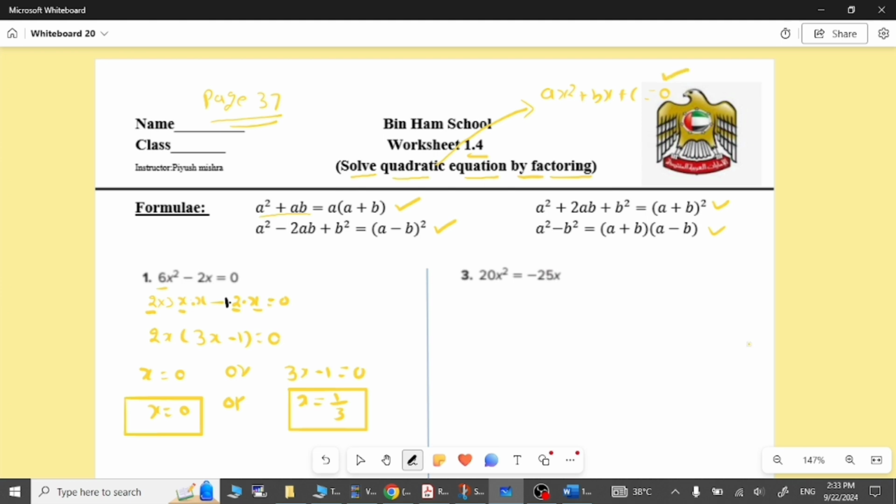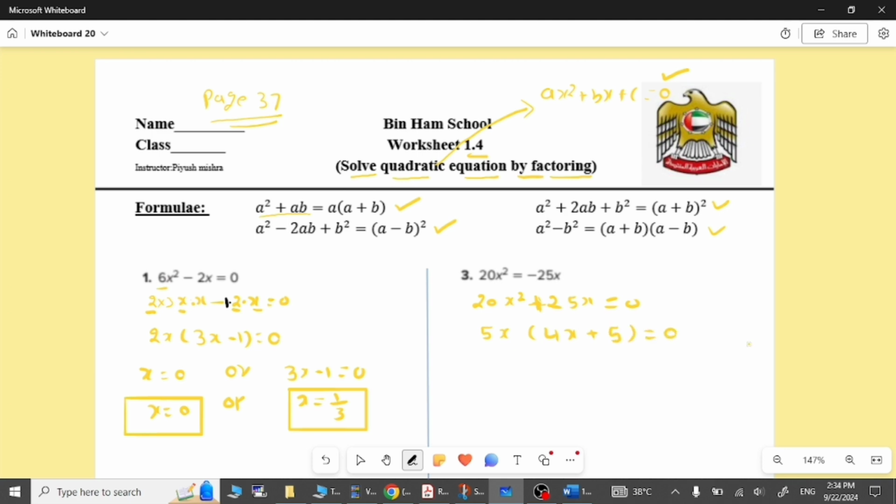Same way I will be doing this one, but before making the quadratic equation, I know that the right hand side must be 0. So let's start by making it 0. It will be 20x square, minus will become plus, it will become 25x. Now like the same way, this time I'm not factorizing the number. I can directly see that 5 and x is common here, so I will be writing 5x common. So what will remain? From here it will remain 4x, and from here it will remain only 5.